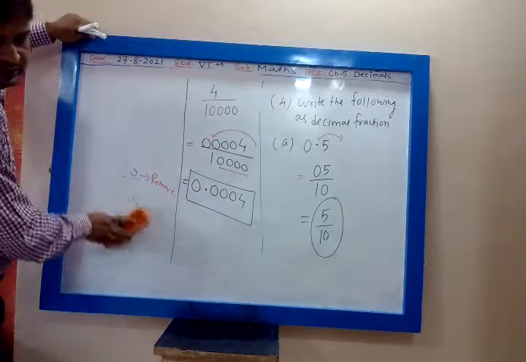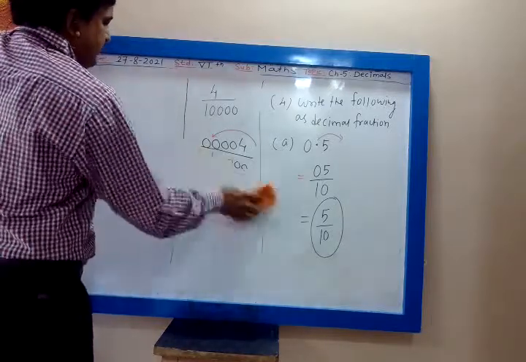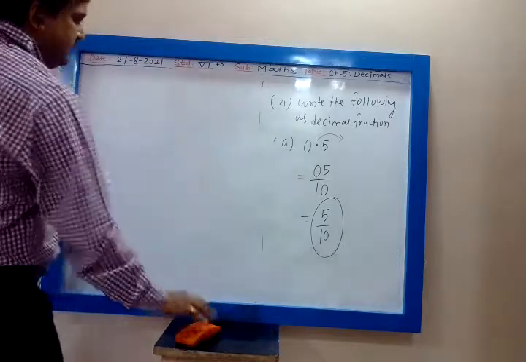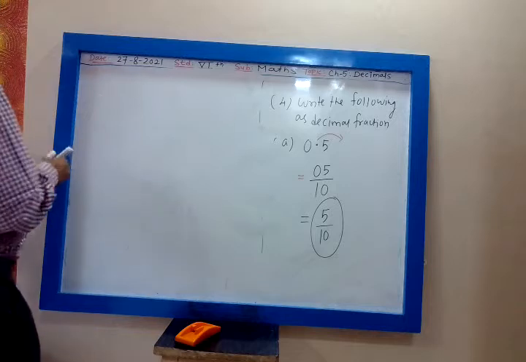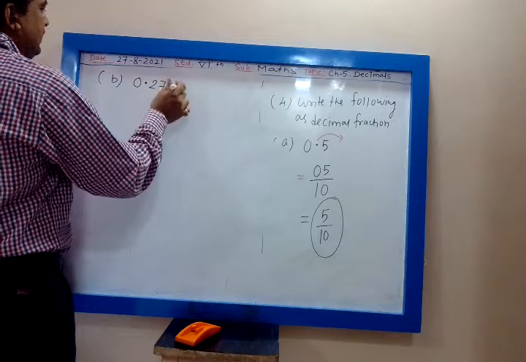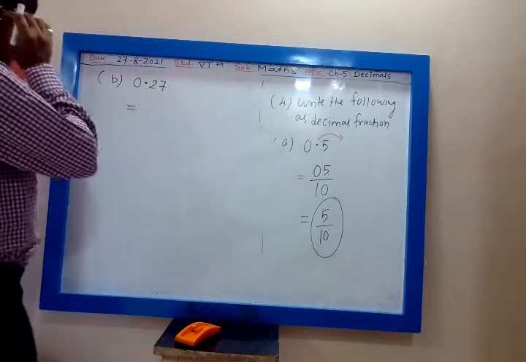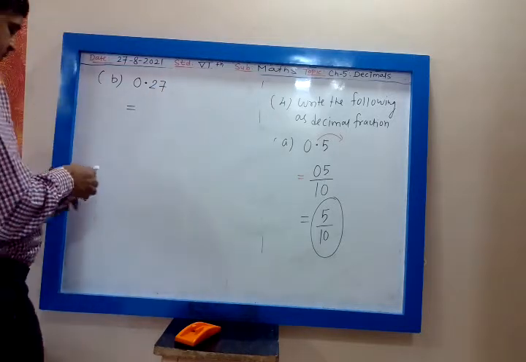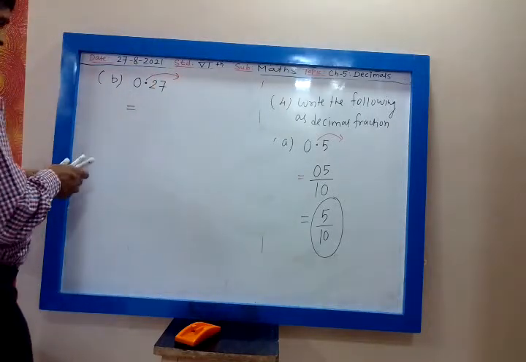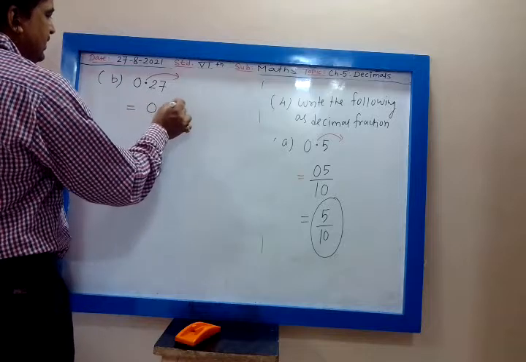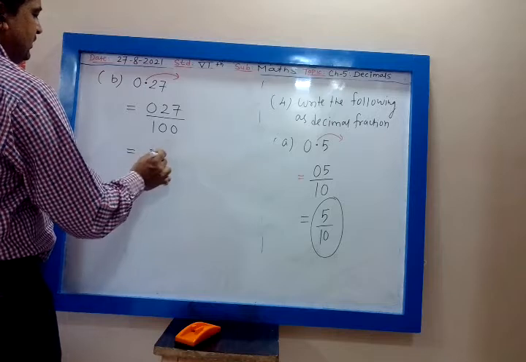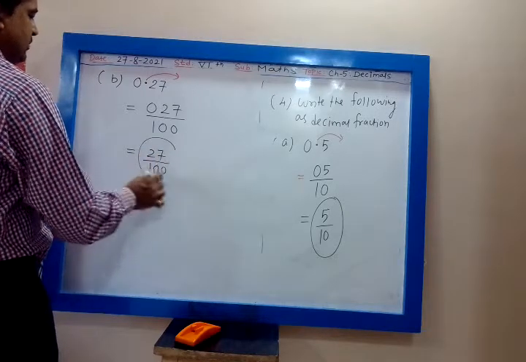Next is 0.27. Let us see how it comes. Remove the decimal. After the decimal there are 2 digits, so there will be 2 zeros in the denominator. So 0.27 upon 100. 0.27 is the same as 27 upon 100. The answer is 27 upon 100.